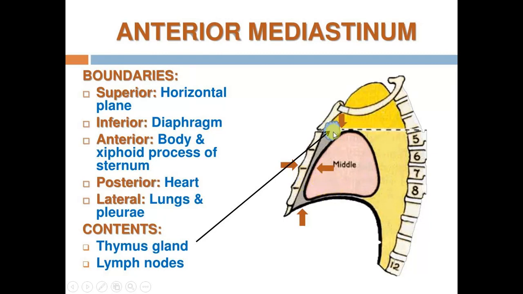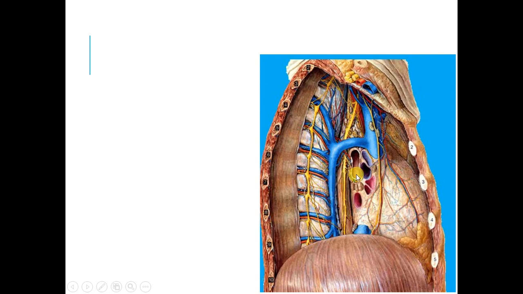Here comes the thymus, part of the thymus is in the anterior mediastinum, and lymph nodes will be present here in the anterior mediastinum. So here you see the anterior mediastinum. Also, this diagram is very helpful in showing the arch of the azygous vein.